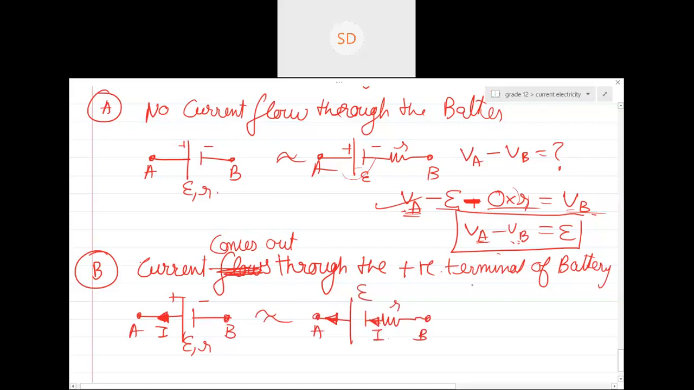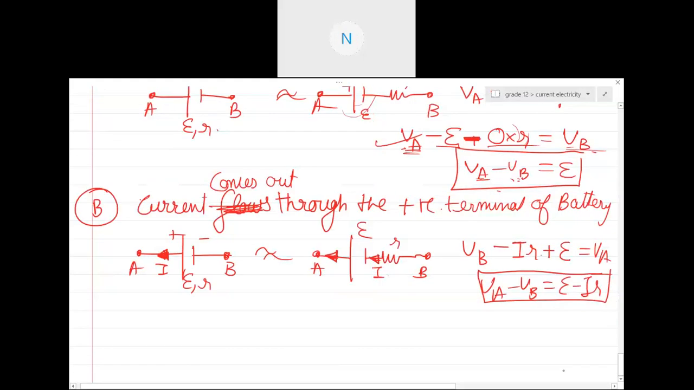Let's move from A to B. If you don't want to move from A to B, move from B to A. Now, let's move from B to A. VB minus I R, we are going in the direction of current through the resistor, so minus IR, then plus E, plus E equals VA. So VA minus VB, can you see it from here? VA minus VB is E minus IR. Yes or no? Yes, sir.